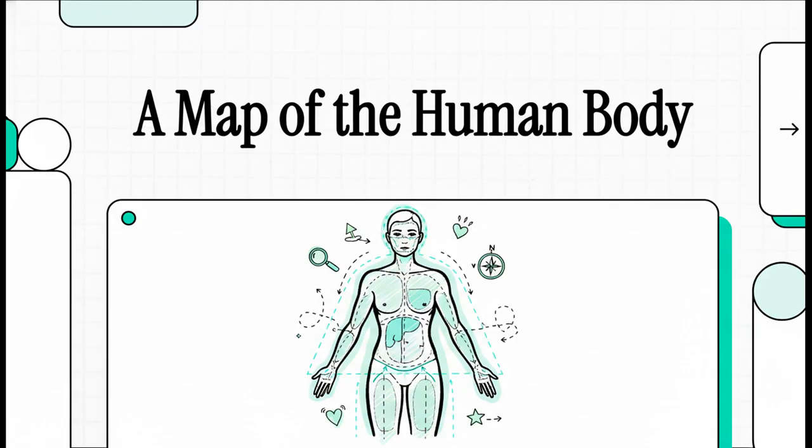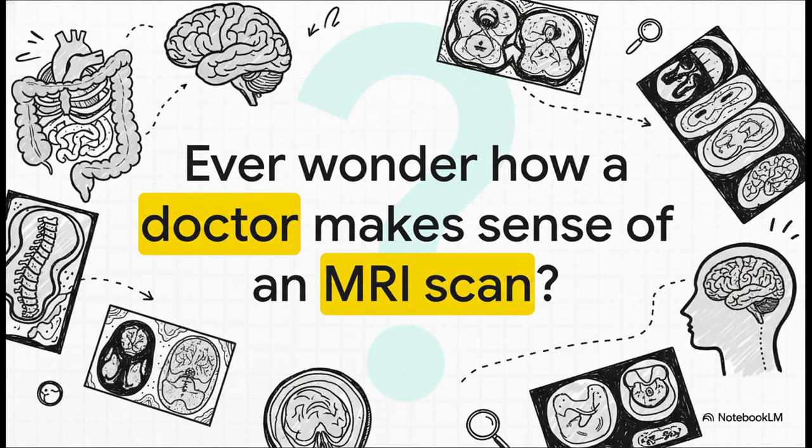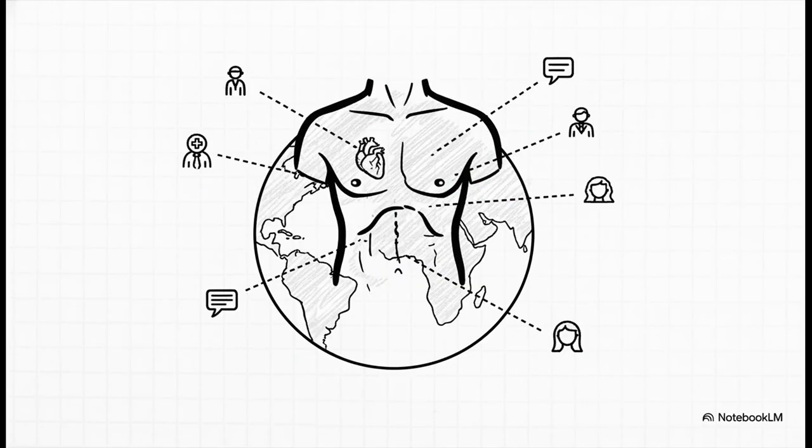So let's dive in. You've seen those images, right? Those crazy black and white pictures of our insides? It honestly looks like an impossible puzzle. So how in the world does a doctor or a radiologist know exactly what they're looking at from any given angle? Well, it's not magic.